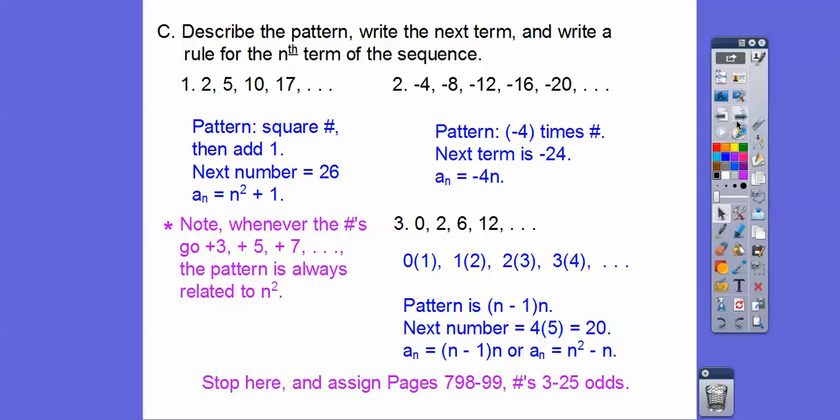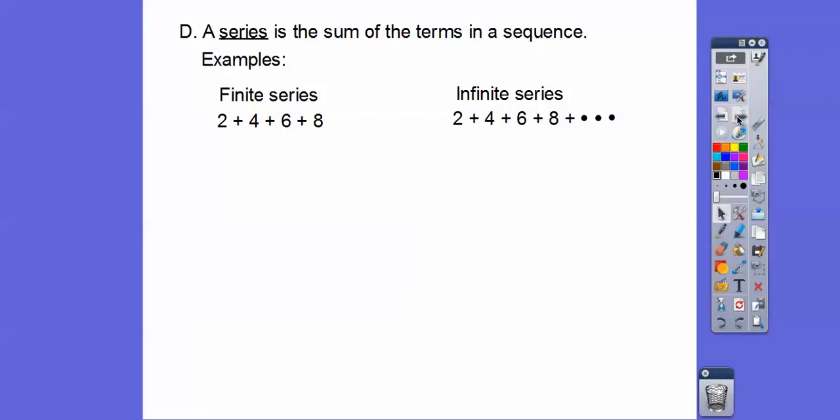All right, so we are on a block schedule right now. We're doing state testing, so ignore this right here. If we did not do block, I would stop right there. But I have a two-hour window with my students, so we're going to keep going.